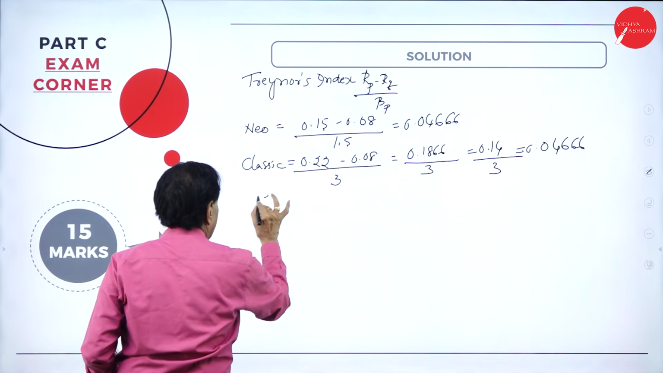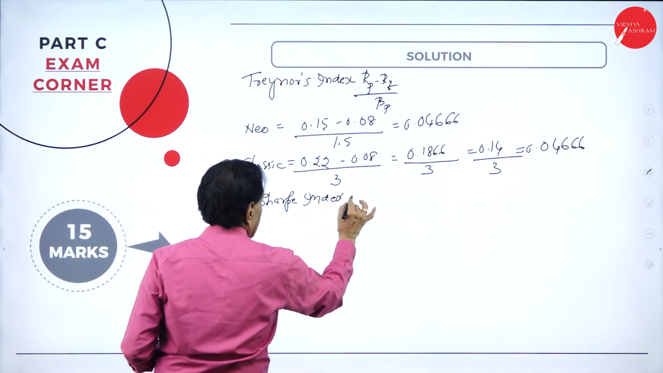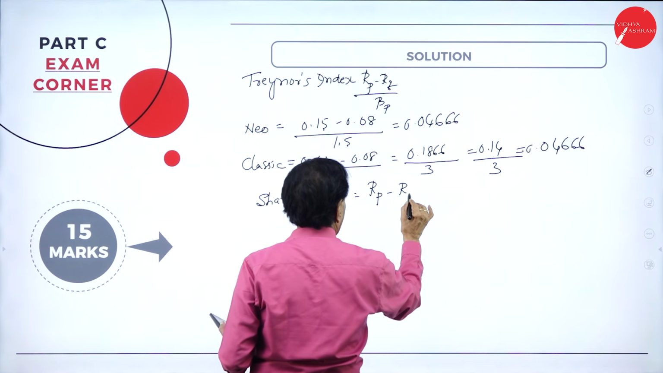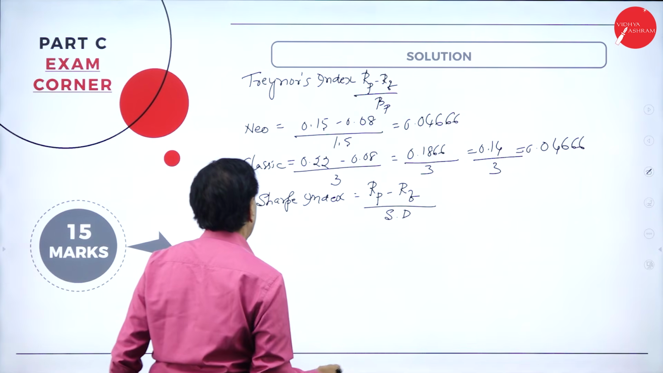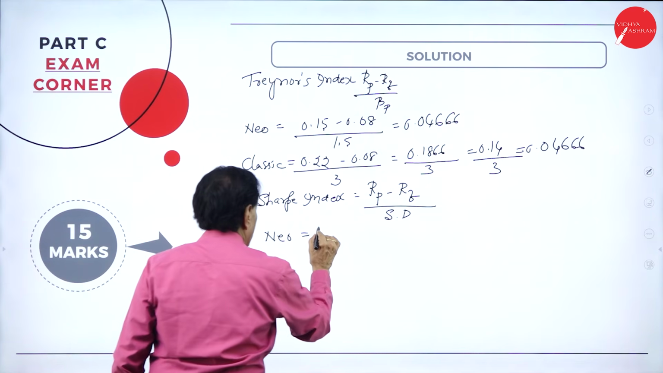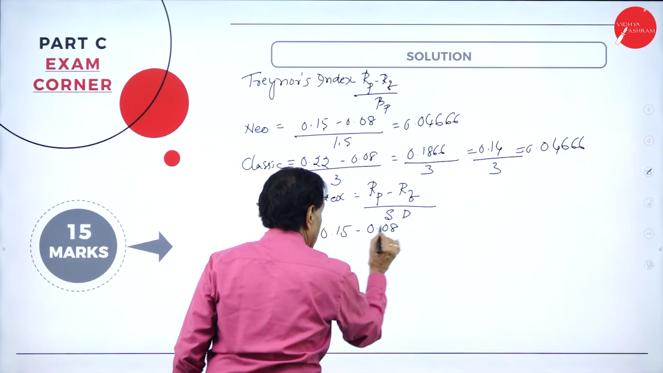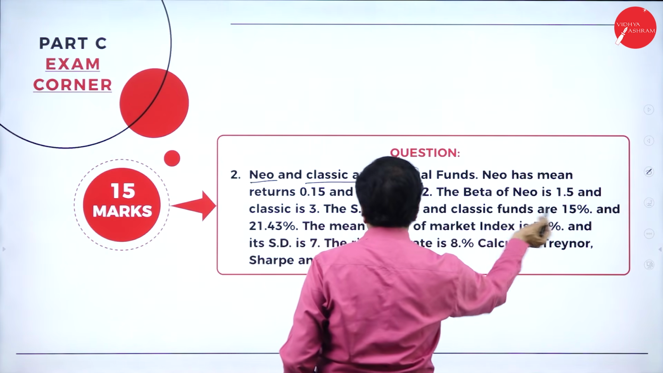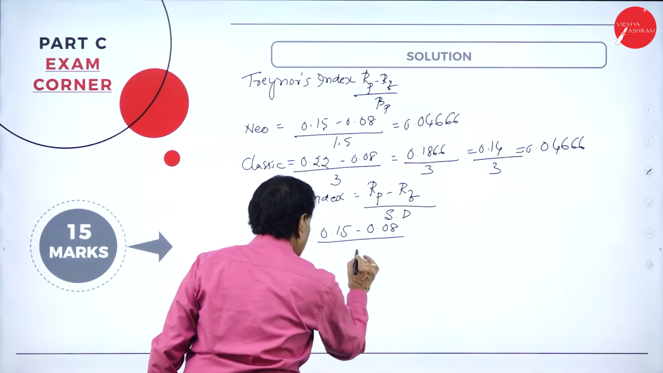Then Sharpe index. RP minus RF divided by standard deviation. NEO: 0.15 minus 0.08 divided by standard deviation. The standard deviation of NEO is 15%, 0.15.